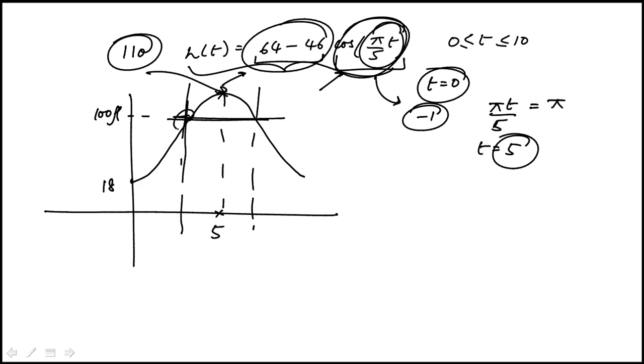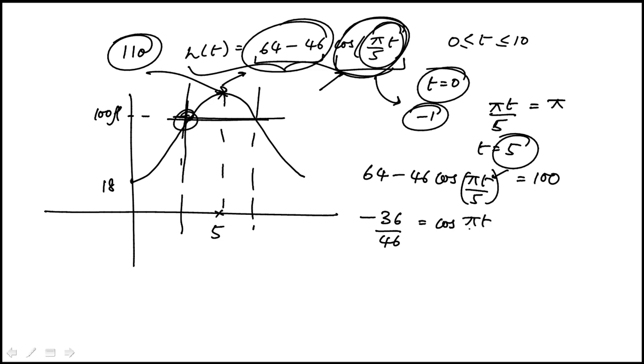Now we need to find this point here. What we can do is to equate this to 100 and solve for the value of t. So this is going to give us minus 36 over 46 equals cosine of pi t over 5. I'm going to compute this. Just make sure you keep everything in radians.